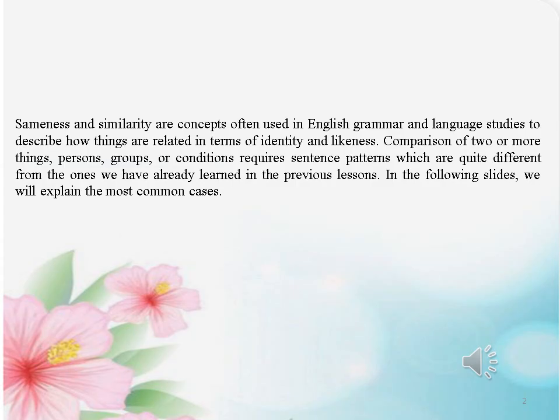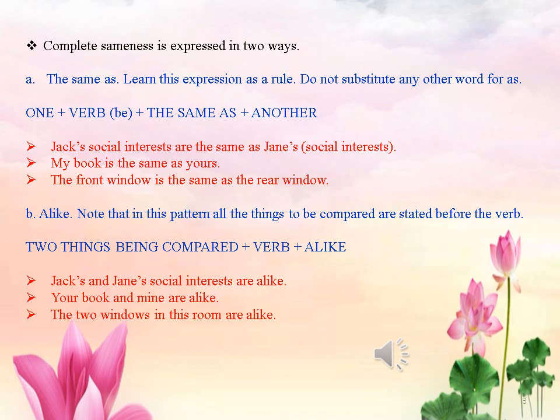Comparison of two or more things, persons, groups, or conditions requires sentence patterns which are quite different from the ones we have already learned in the previous lessons. In the following slides, we will explain the most common cases. Complete sameness is expressed in two ways. The same as. Learn this expression as a rule.